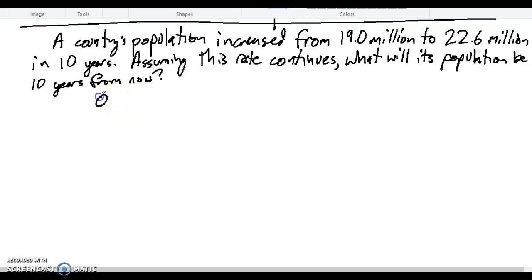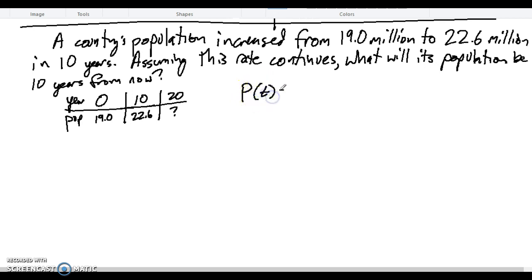So in other words, we've got year 0, population was 19 million. Year 10, the population was 22.6 million. And we're asking, year 20, what's the population? Well, let's create a model. This is exponential growth. So we have P of t, the population at time t, is equal to the initial population times e to the kt, where k is our rate of growth.